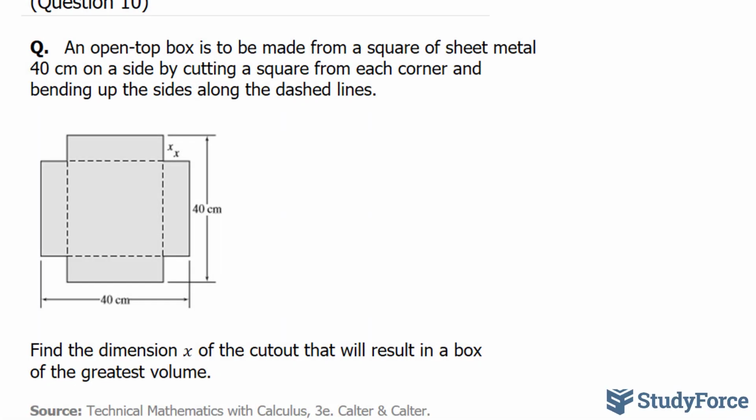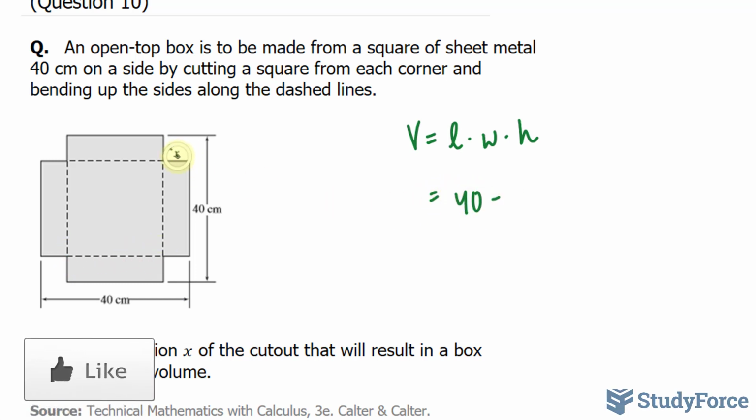The equation that relates all three of these dimensions together is the volume formula for a rectangular prism. If you recall, that's V is equal to length times the width times the height. The length is represented from here to here, and mathematically that's 40 minus 2 of these x's, because this diagram tells us from here to here, but the length is from here to here, so we need to subtract the length of these two x's.